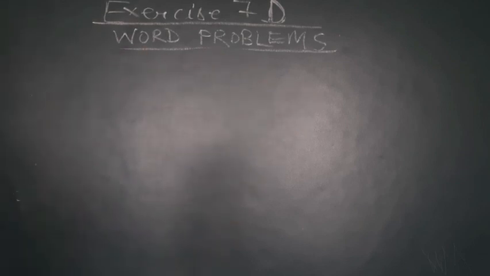So option number C is, let me read the question for you. On a road trip, John and his family drove 270 km on the first day, 180 km on the second day, 250 km on the third day and 100 km on the fourth day. Find the average distance they traveled per day.